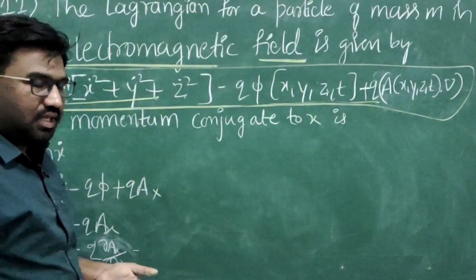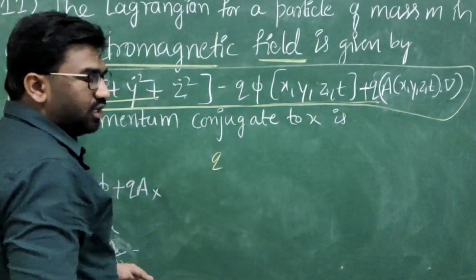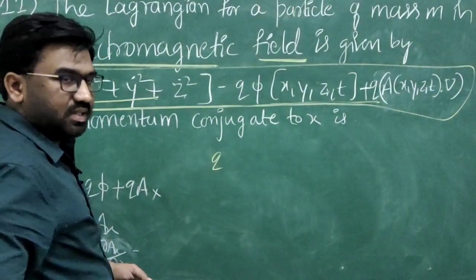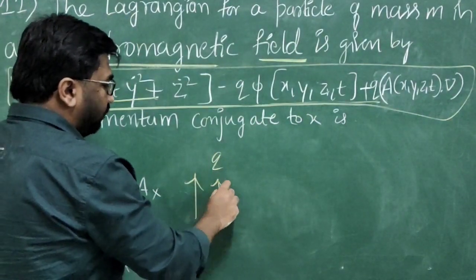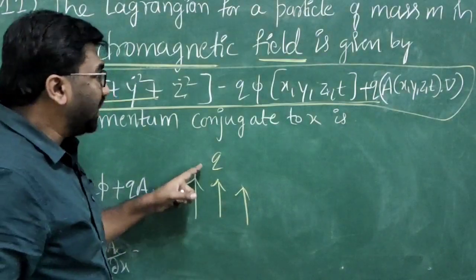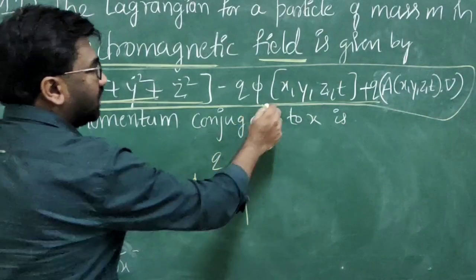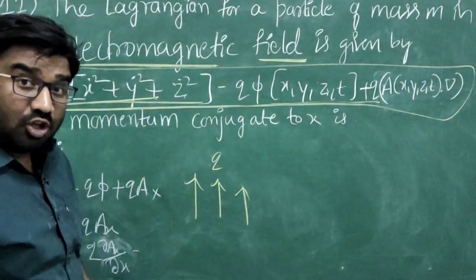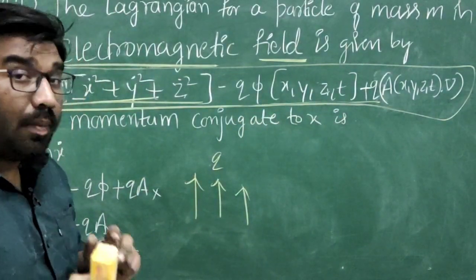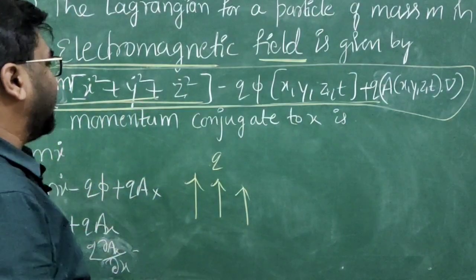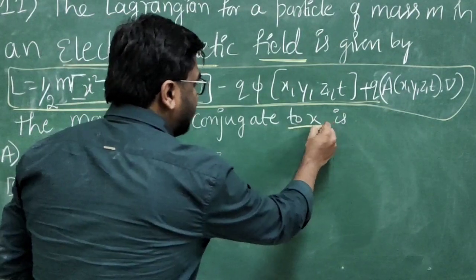That means if a charged particle is placed in an electromagnetic field, its Lagrangian is this one, and this is the kinetic energy of this particle and this is the potential energy of this particle. Now we should calculate the momentum conjugate of this Lagrangian along x.